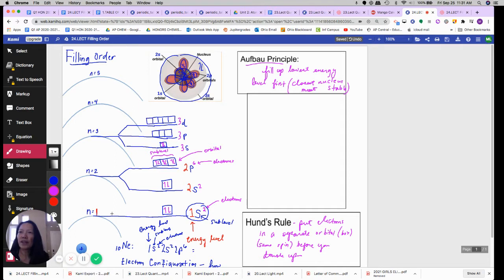Okay, so the first energy level, you have one sublevel. The second, you have two sublevels. The third, you have three sublevels. On the fourth, you might guess you have four sublevels, right? The problem with this one is as the energy levels get higher, the distance between them gets smaller. So the s, the first sublevel, squeezes in between these two.